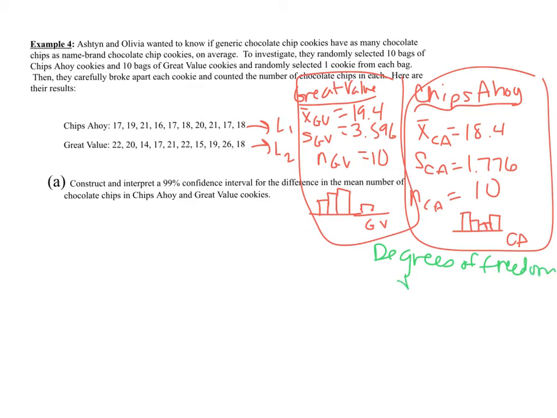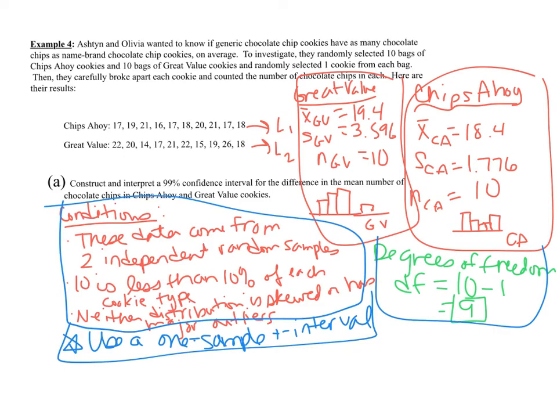And you're going to do 10 minus 1 equals 9. So this is just writing out the data. Now I actually have to do the whole process. I have to check my conditions. I have to name the interval that I'm going to do. If you want to do it on your calculator, you can. I'll show it by hand, though.